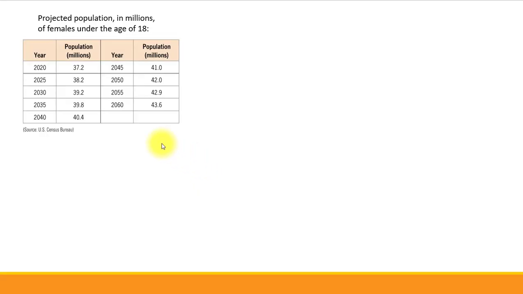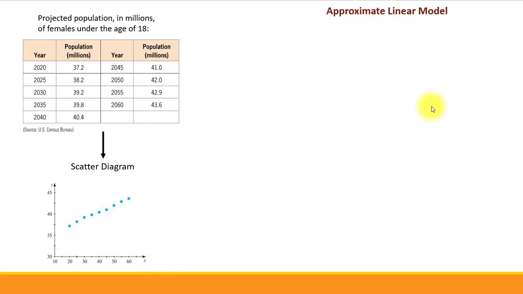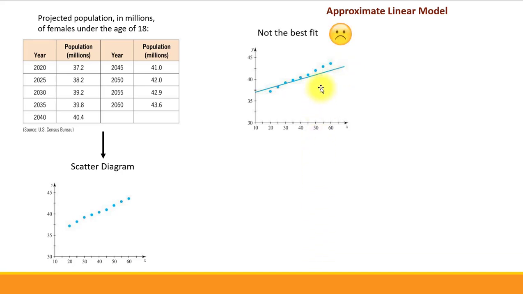Let's use this example. Here we have a table that describes projected population in millions of females under the age of 18. And this is how the scatter diagram or scatter plot looks for this bivariate data set. Let's try to approximate a linear model. Here are a few suggestions for you. What do you think about this line? Does it fit this data set, or do you think you can find a better model? I think we all can see that this is not the best fit. How about this one? Wow, this is a much better fit.